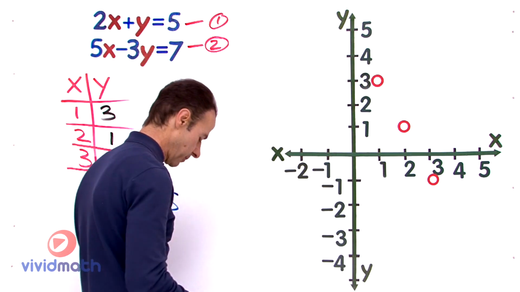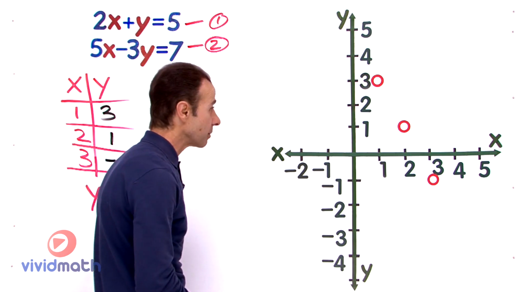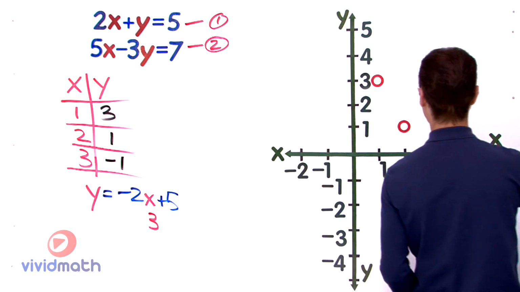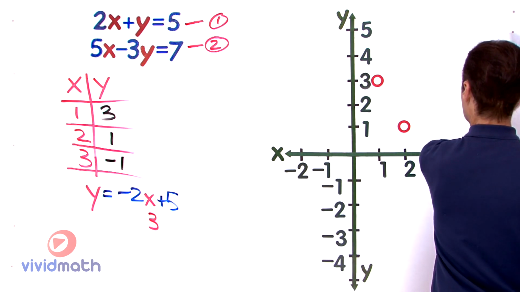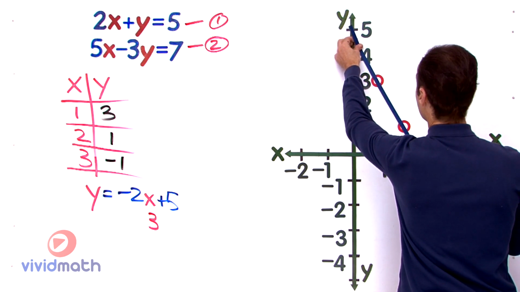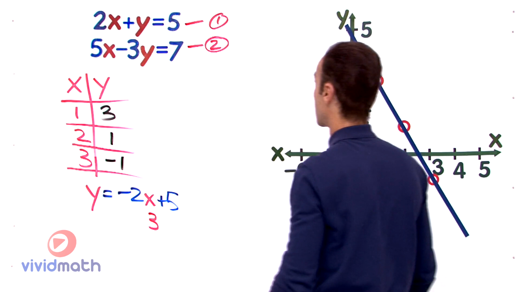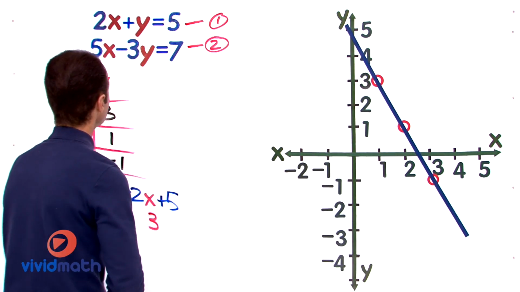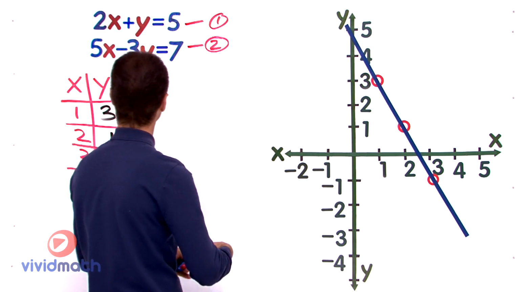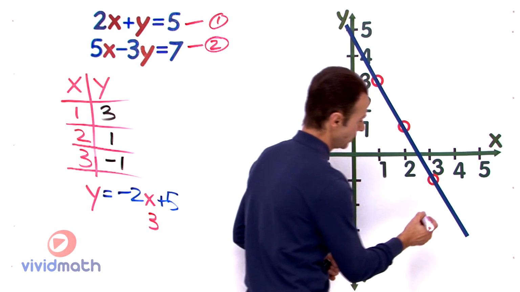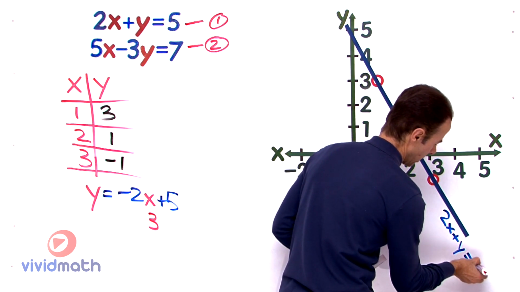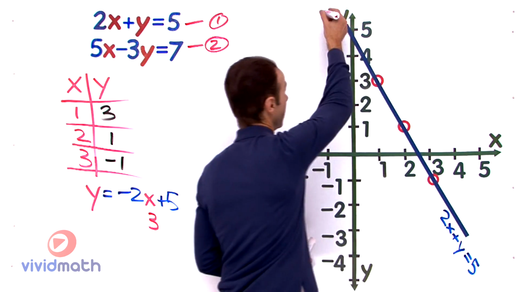Okay, so let me just mark it out. That's going to look kind of like this. There we go. And that's equation number 1, which is 2x plus y equals 5. So I'm going to write it down over here: 2x plus y equals 5. There's our line right there.